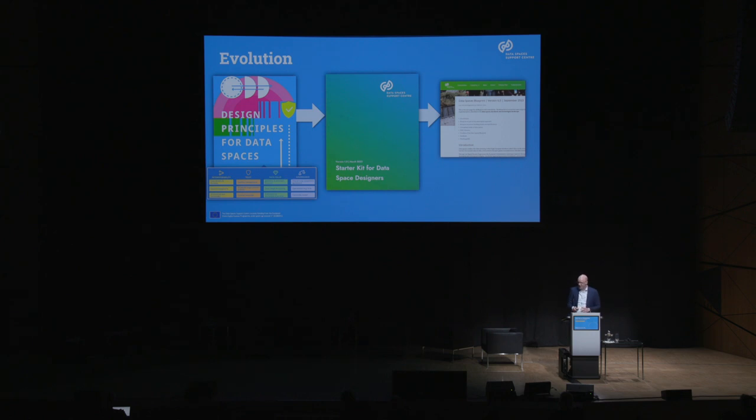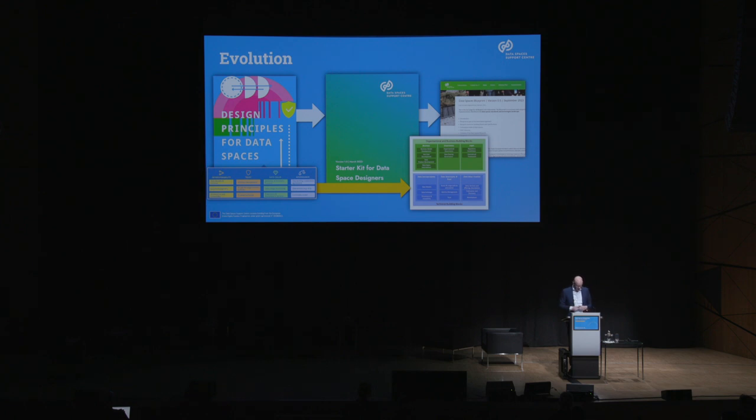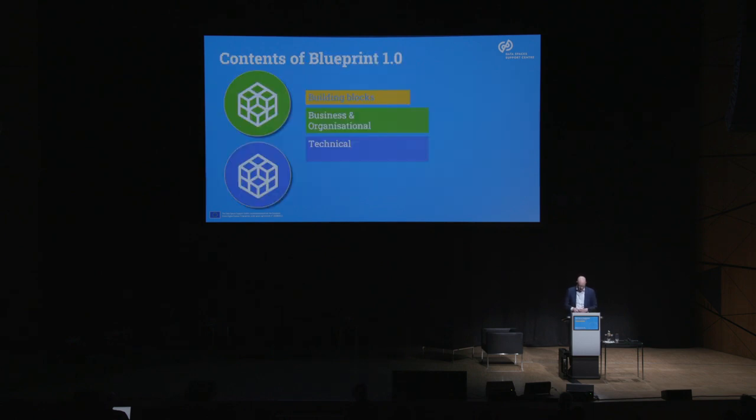So that was 0.5, and that also meant that the list of building blocks, or the taxonomy of building blocks, changed. We now have two categories: business and organizational building blocks and technical building blocks. And for business and organizational, it was not just one simple pillar, but we put it into several categories. So that was 0.5. And today we are taking the next step towards version 1.0 of our blueprint. And it still has this dual categorization: building blocks for business and organizational purposes and building blocks for technical purposes.